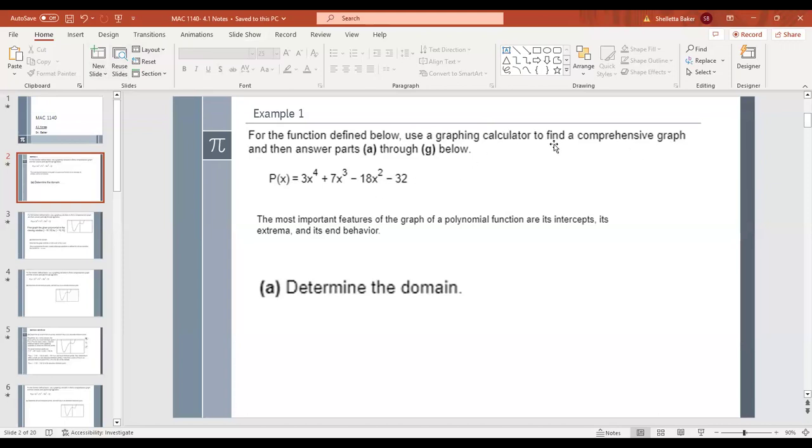Now, when we're talking about details, the most important features that you want to be concerned with when you look at that graph are the intercepts. So when does that function cross the x or the y-axis? Also extrema, what are the highest and lowest points? And then the end behavior. As we look at both the left and the right ends of our function, what type of behavior do we see? For letter A, we want to determine the domain.